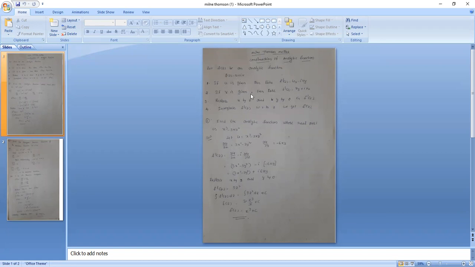Suppose v is given. If v is given, then take f dash z equal to v suffix y, that means dou v by dou y plus i into dou v by dou x. If u is given, take this f dash z value, or if v is given, take this f dash z value. After that, replace x by z and y by 0 in f dash z. Substituting x equal to z and y equal to 0 in f dash z.